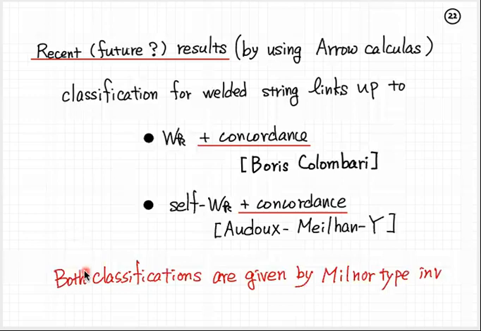And we remark that both classifications are given by Milnor type invariants, which means Milnor type invariants can characterize both of these equivalence relations. I think it is quite interesting. And we stress that in the proof of both results, our arrow calculus played a very important role. I think arrow calculus is very useful to study welded objects, and I hope somebody will find our calculus useful. Okay, that's all. Thanks.